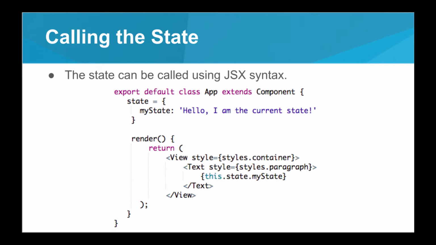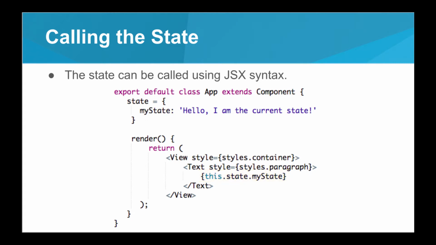The state can be called using JSX syntax. Remember, JSX allows JavaScript to be written in the XML portion of our app, and because the state is defined as a JavaScript object, we can call the state with curly brackets using the notation this.state, the name of the variable storing the state. In this case, it is this.state.myState.